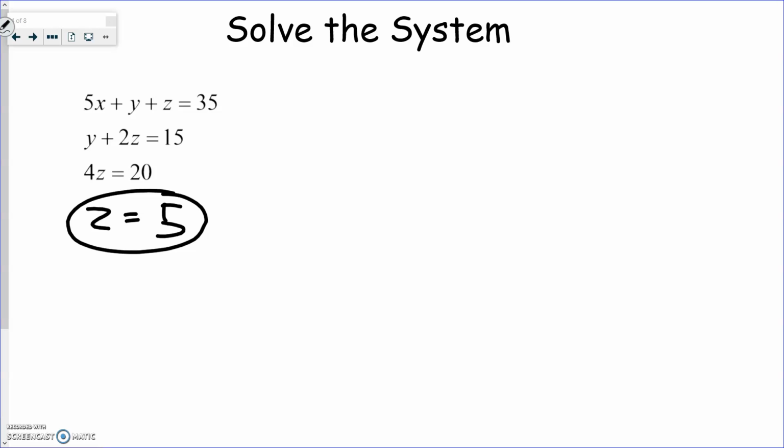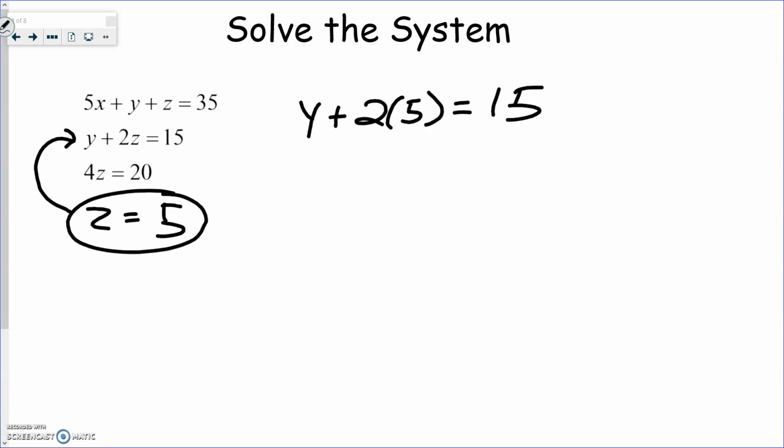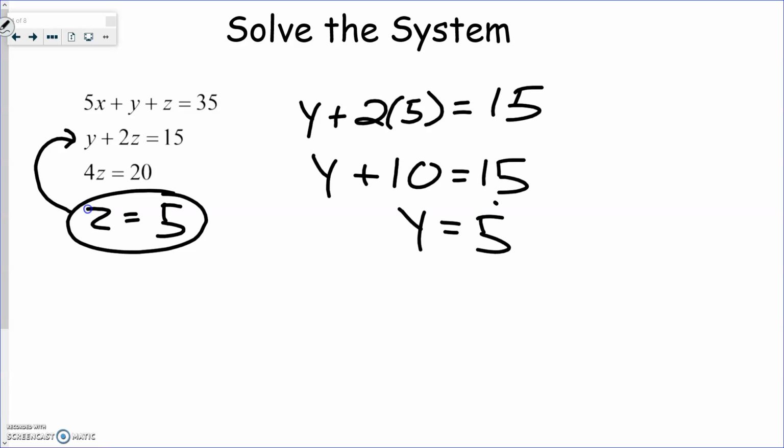So I've got my first variable. Again, just like we've been doing, plug into the one previously. So y plus 2, well, instead of z, I know z is 5. So I'm going to sub 5 in, and that is equal to 15. 2 times 5 is 10. Go ahead and subtract your 10, so y is 5.